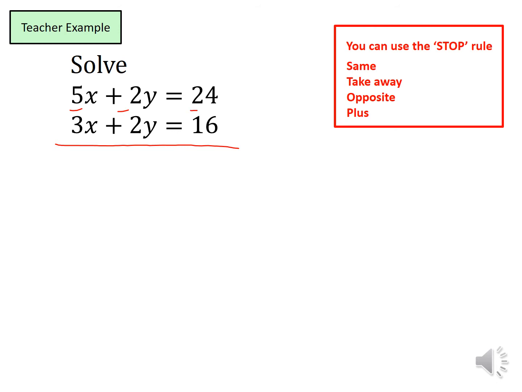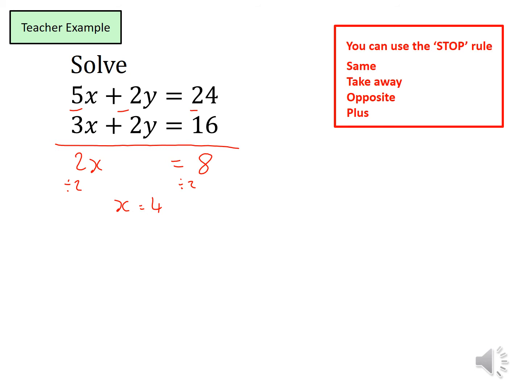So 5x take away 3x is 2x. Plus 2y take away plus 2y is 0. It's nothing. We've eliminated the y's now. That equals 24 take away 16, which is 8. Now this is a normal one-step equation. All I need to do is divide both sides by 2, and I get x equals 4.